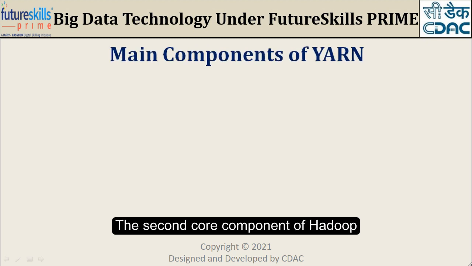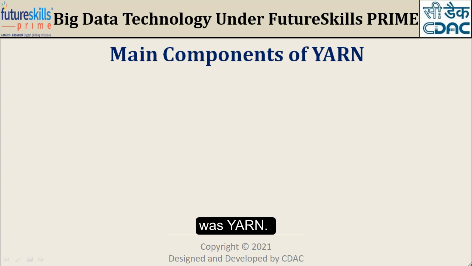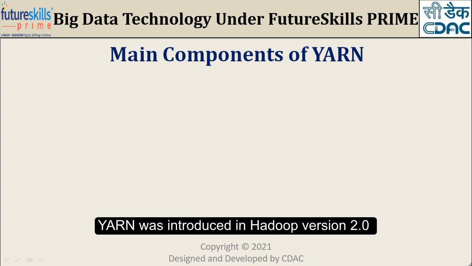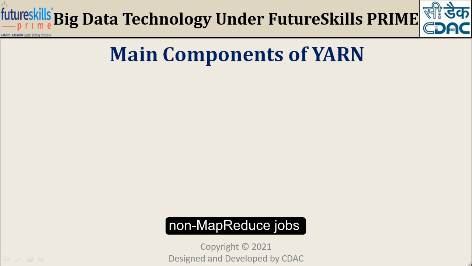The second core component of Hadoop was Yarn. Yarn was introduced in Hadoop version 2.0 in the year 2012 by Yahoo and Hortonworks. The basic idea behind Yarn is to relieve MapReduce by taking over the responsibility of resource management and job scheduling. Yarn started to give Hadoop the ability to run non-MapReduce jobs within the Hadoop framework.